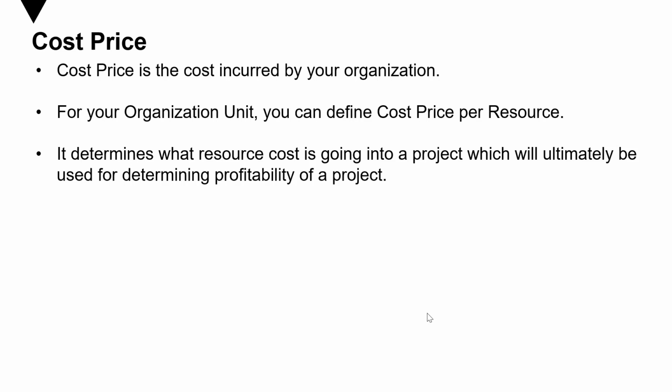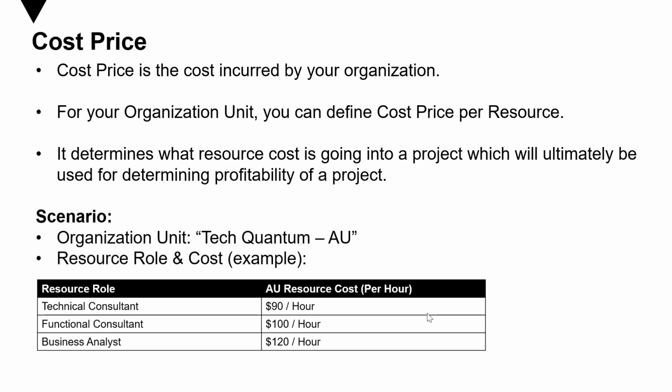profitability of a project. For demonstration purposes, we will take the following scenario where we are going to configure cost price for our organization unit called Tech Quantum Australia. Now, in a couple of videos back, I had shown how you can set up an organization unit, and we'll also use the following resource roles. If you want to know how to set up resource roles, again, you can go back and look at one of my videos where I've explained how you can set up the resource roles. So we'll take technical consultant, functional consultant, and business analyst, and we will configure the AU cost price of those resources as 90, 100, and 120 per hour respectively.